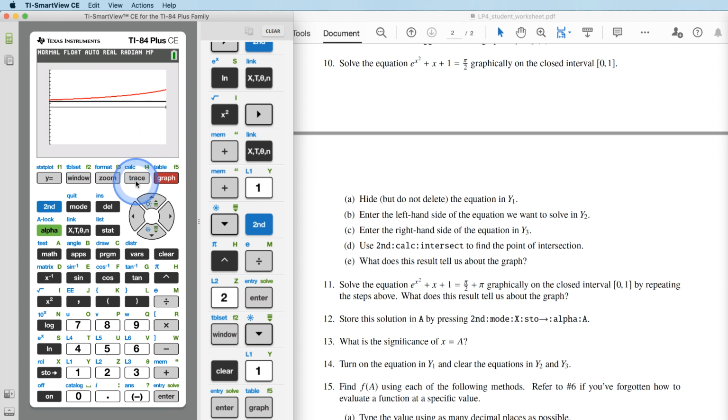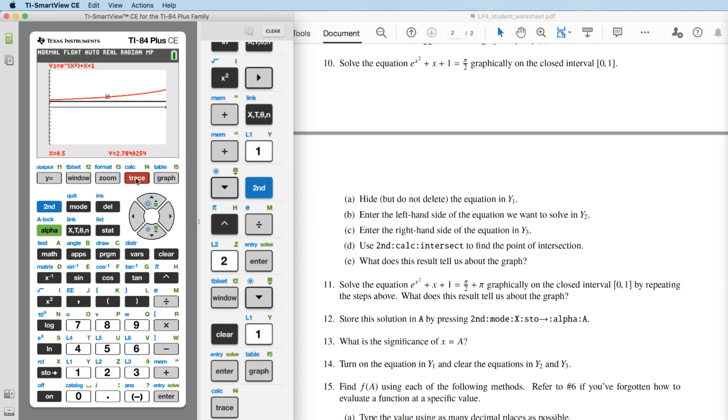But if you're not sure, you can hit trace and then look where the cursor is. And it's also color-coded. So the red equation is y2. It tells me up here. The red equation is e to the power x squared plus x plus 1. You can arrow down. The black equation is the y3 equals pi over 2. We're looking for a point of intersection.